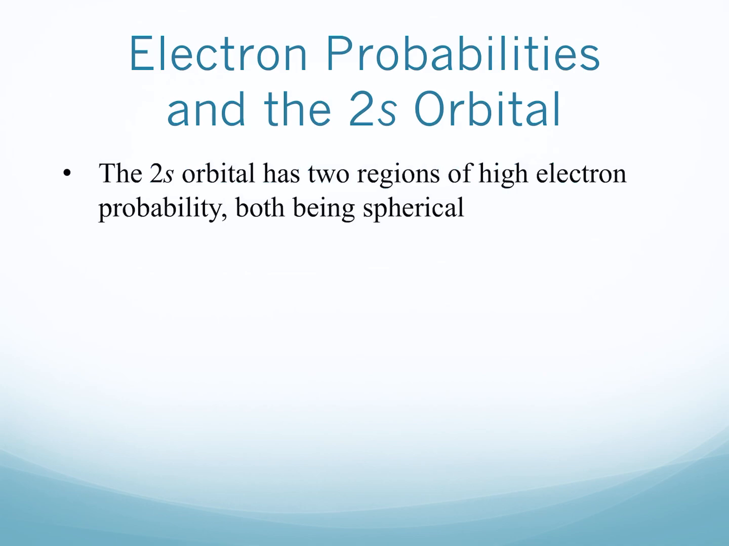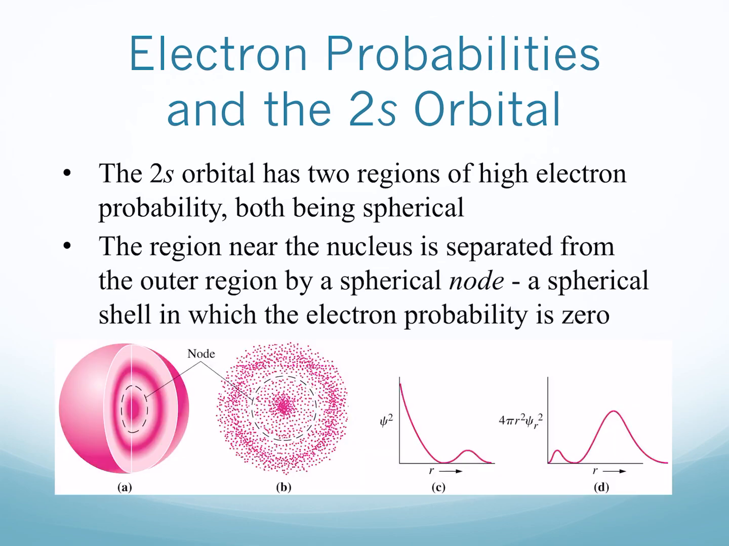So if we think about the 2s orbital, the 2s orbital has two different regions of high electron probability, and both of these are spherical. If we look at the 2s, the region near the nucleus is separated from the outer region by a spherical node. This is this node here, where there's not a lot of electrons hanging out. The electron probability in that node is essentially 0.